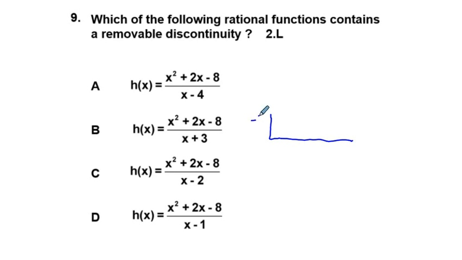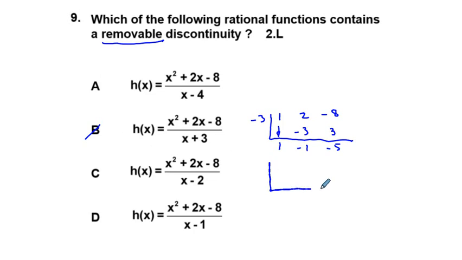We're going to take our zero from the denominator, -3, and in the synthetic division bracket put in 1, 2, and -8. Then we go through the synthetic division process, and we get 1 here. -3 times 1 is -3. 2 plus -3 is -1. -3 times -1 is 3. And so we get a remainder of -5. Since our remainder is not 0, we do not have a removable discontinuity. So therefore B is not the correct answer.